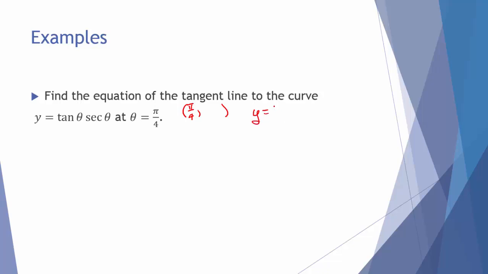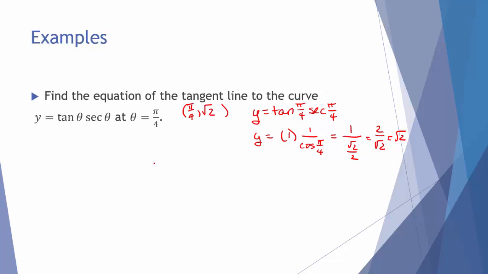So y is going to be equal to the tangent of pi over 4 times the secant of pi over 4. The tangent at pi over 4 is 1. And the secant at pi over 4, remember, is just 1 over the cosine of pi over 4. The cosine at pi over 4 is square root of 2 over 2. So when you simplify this, you get 2 over the square root of 2, also known as the square root of 2. So the ordered pair I'm working with is pi over 4, square root of 2.